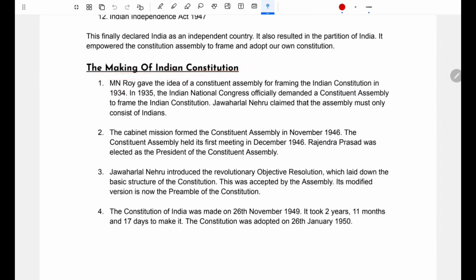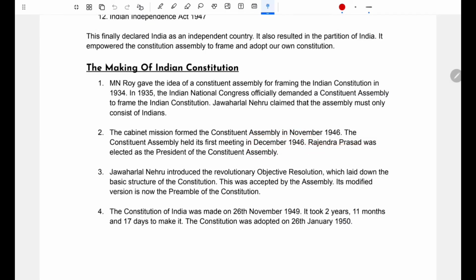Lastly, let's take a look at some basic facts that you need to know about the making of Indian Constitution. So the idea of a constitution was first given by M. N. Roy in 1934. In 1935, the Indian National Congress also officially demanded a Constituent Assembly to frame the Indian Constitution. Jawaharlal Nehru claimed that the assembly must only consist of Indians. Then the Cabinet Mission formed the Constituent Assembly in November of 1946. The Constituent Assembly first held its meeting in December of 1946.